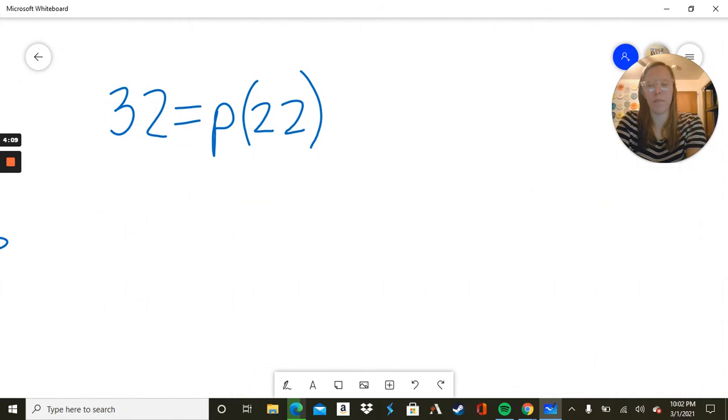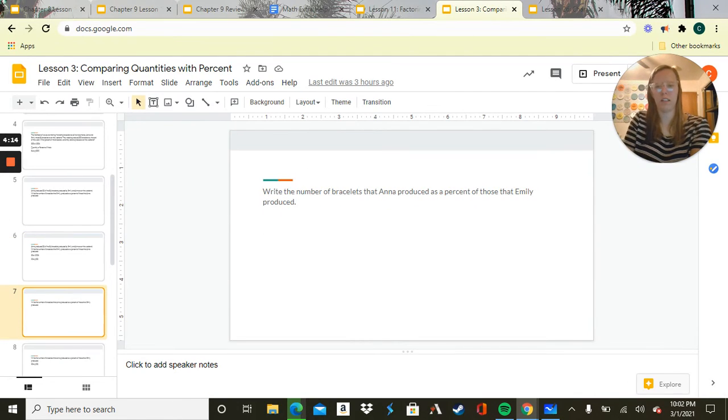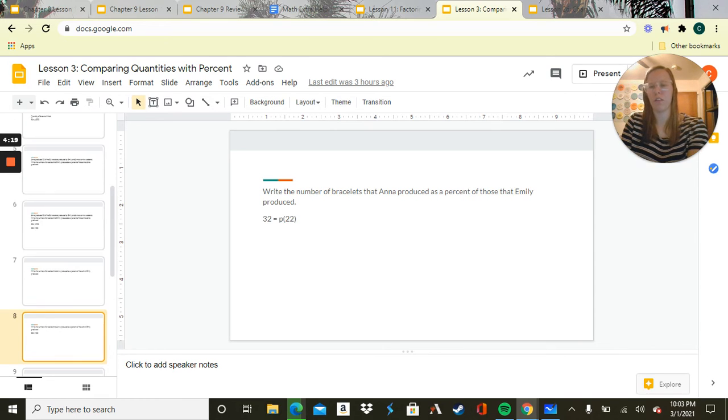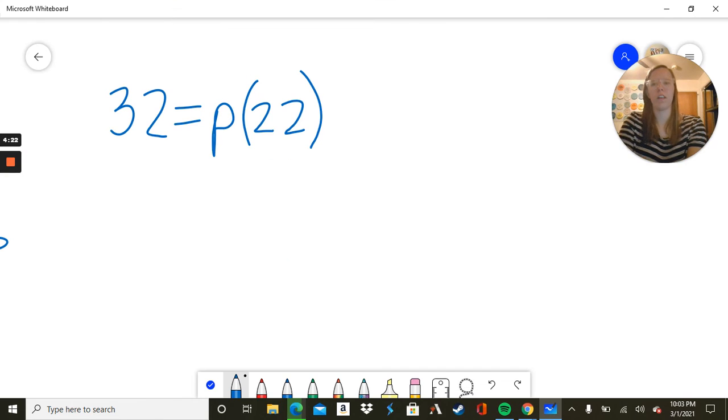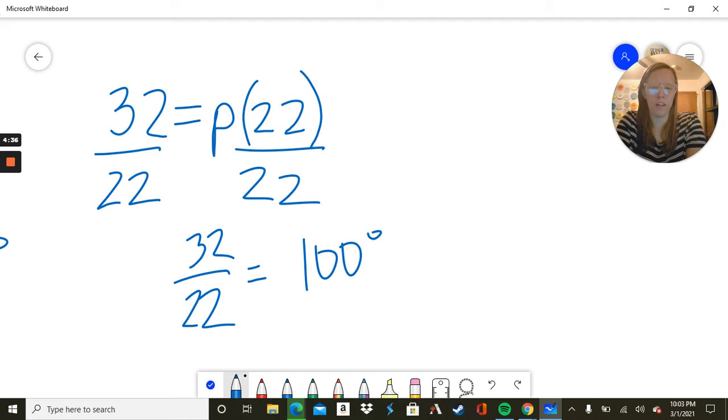Now the opposite: what percent is the number of bracelets Anna produced of those that Emily produced. So again, our equation. We can take a little shortcut here. You notice 22 is smaller than 32. So we know that we're going to have more than 100%. So the difference is 10 over 22, which would be 5 over 11.